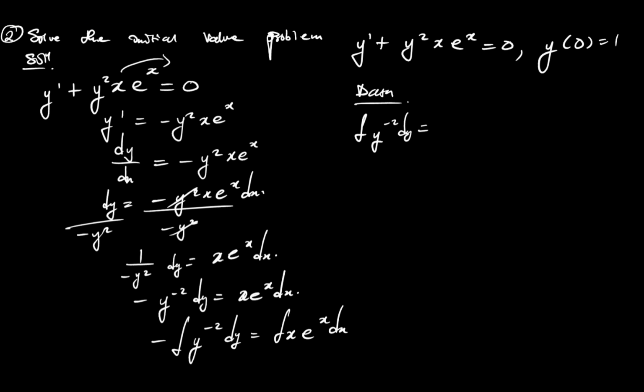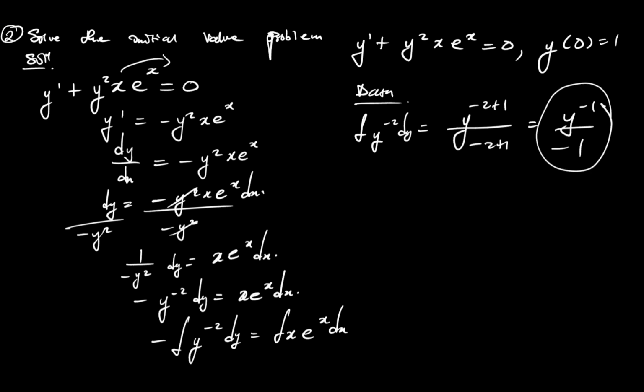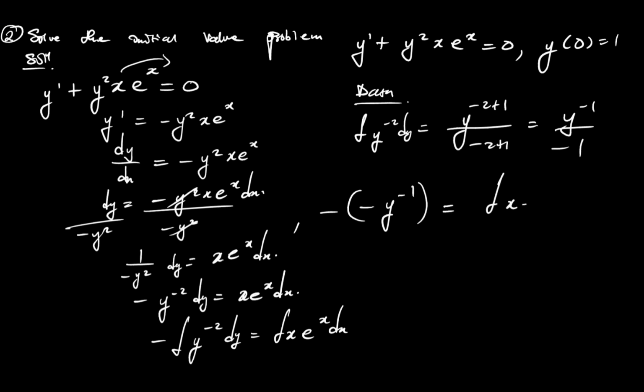This will basically be, remember, you're now not subtracting but you're adding. So minus 2 plus 1, so this will be y to the minus 1 over negative 1. Now this negative at the bottom will help eliminate the negative that we have in question here. So we're having minus y to the minus 1. Be mindful now, it has a minus outside, being equal to the integral of xe to the x dx. So we're having y to the minus 1 being equal to the integral of xe to the x dx.